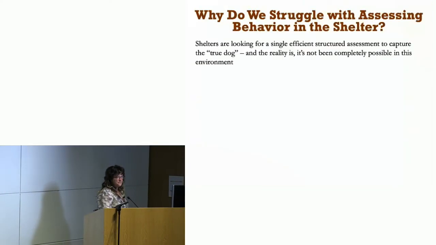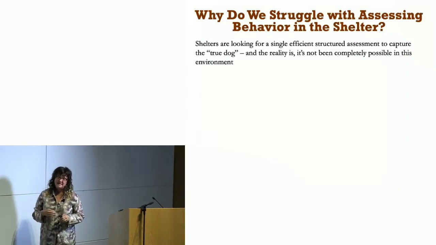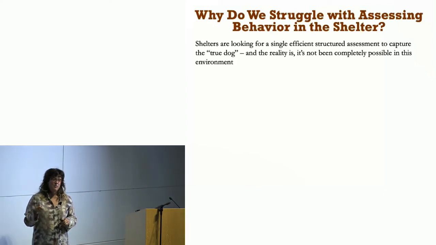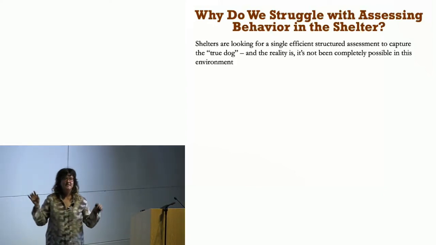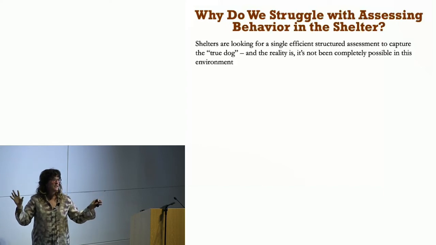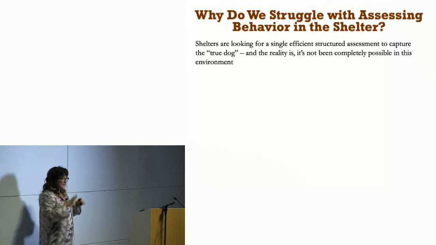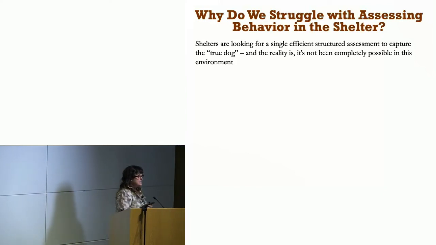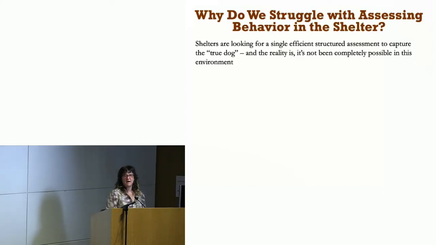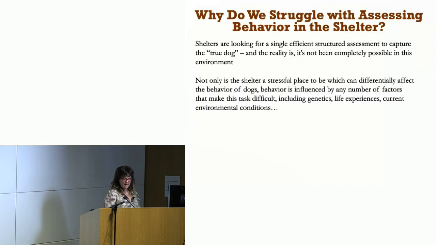So I think one of the reasons why we struggle with assessing behavior in the shelter is that we're looking for this single, efficient, structured assessment that is going to tell us about that true dog. That if I just ask the right questions to this dog, they're going to tell me who they are, and then I can decide what we can do with them. And the reality is, it's not been completely possible in this situation. We have nuggets, bits and pieces, but it just isn't there yet.